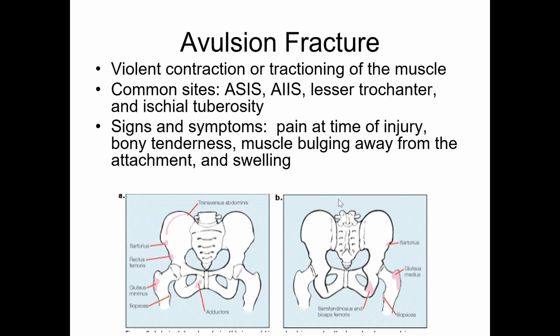Avulsion fractures are a different subset of fractures caused by a violent contraction or tractioning of the muscles, commonly seen at the ASIS, AIIS, lesser trochanter, and ischial tuberosity. Signs and symptoms include pain, bony point tenderness, swelling, and muscle bulging away from the attachment.